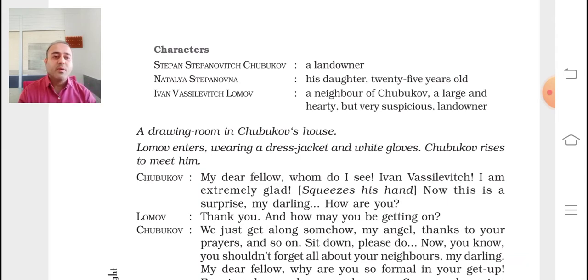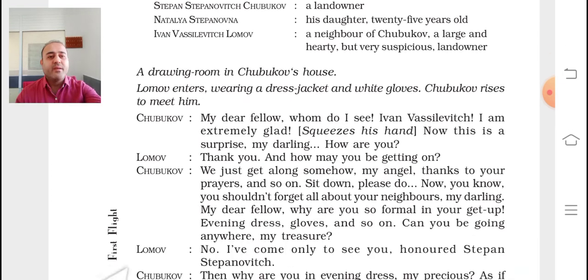A drawing room in Shubuko's house. Lomo enters wearing a dress jacket and white gloves. Shubuko rises to meet him. Okay, so this is the beginning of the act or the play. It is the drawing room of Shubuko, and Lomo enters his home.